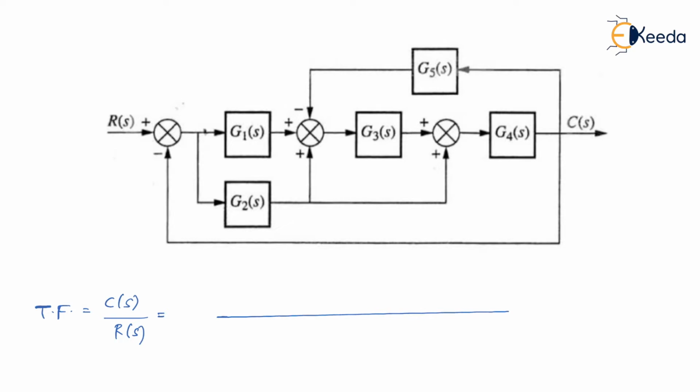So look at the very first forward path, start from R of S, G1, G3, G4. This is always a forward path. Whatever I have marked is always a forward path. Please remember that. So G1, G3, and G4. Am I right?